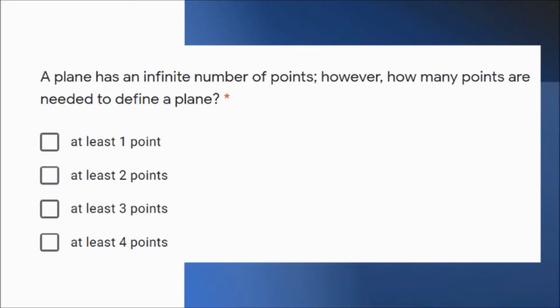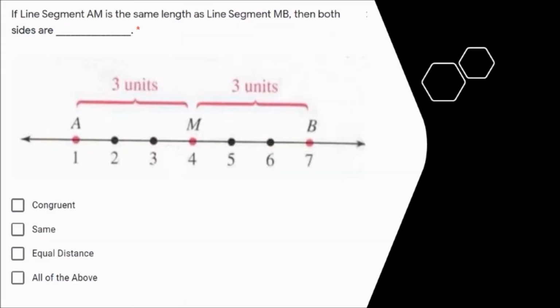A plane has infinite number of points. However, how many points are needed to define a plane? If line segment AM is the same length as line segment MB, then both sides are said to be congruent, the same, equal distance, all of the above.